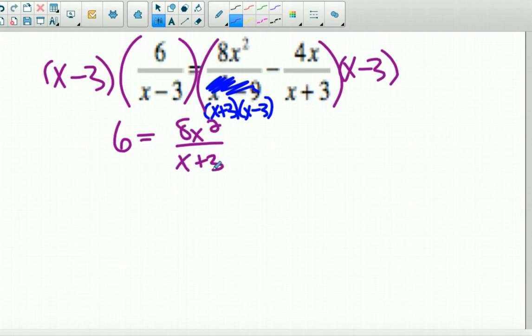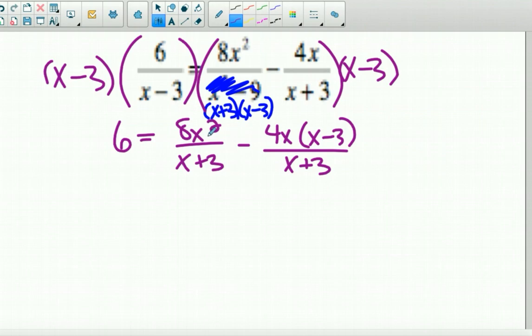And then I have minus, and I'm going to need to distribute this to this part. I don't cancel with anything in the denominator, so this gets a little more complicated. It's going to be 4x times x minus 3 over x plus 3. If you wanted to distribute this out before you wrote it, that's fine. Now I have one denominator left, so I can do 2 things here.